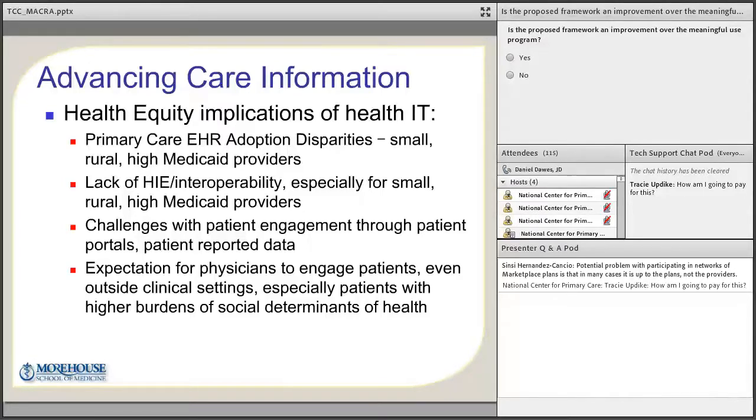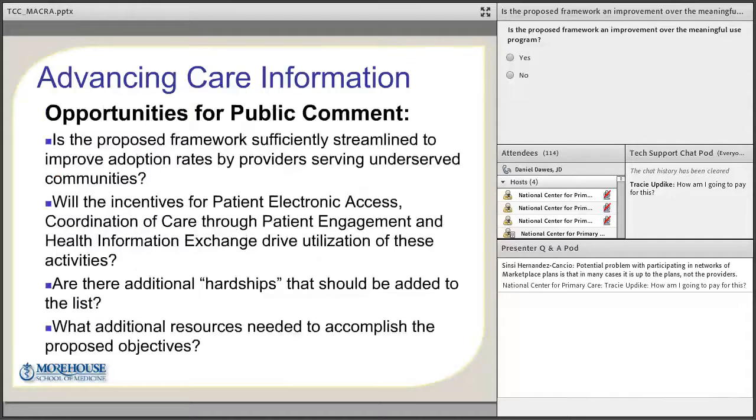actually access the database or access their medical record, et cetera. So I'm interested in hearing your thoughts. Do you agree or disagree with that? Should we comment? And then there is an expectation for physicians to engage patients even outside the clinical settings, right? So especially patients with higher burdens of social determinants of health, we need to start addressing that within the ACI category.